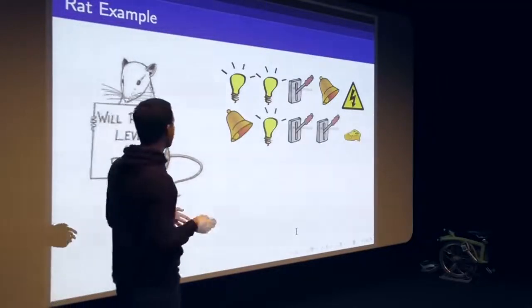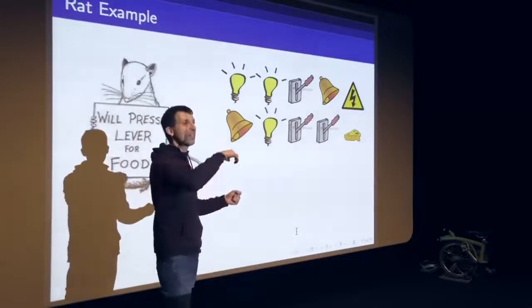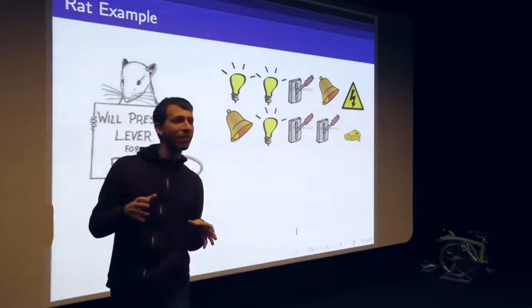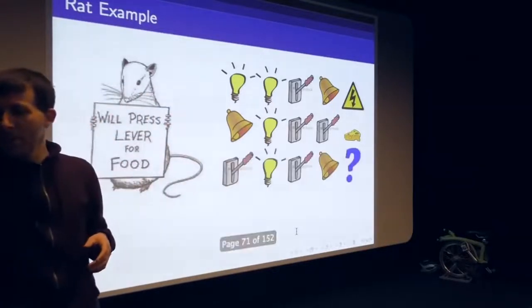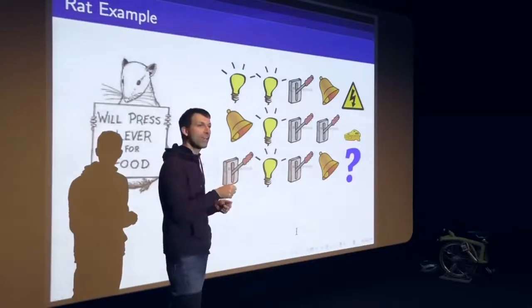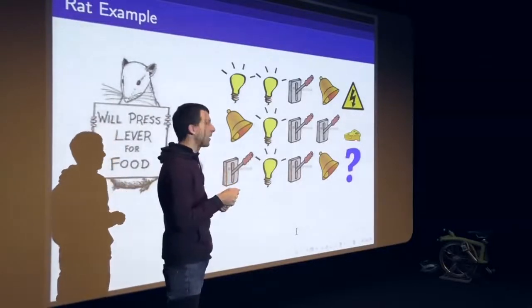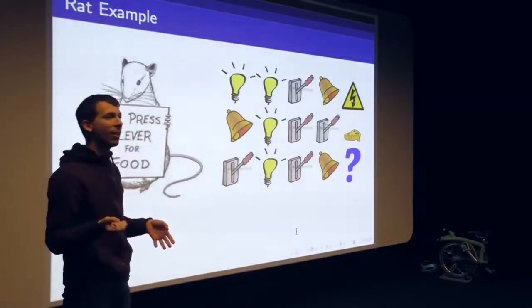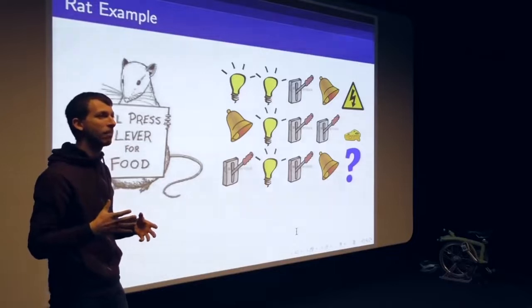Second episode, you hear a bell, see a light come on, you pull a lever again, and you get a delicious piece of cheese. Okay. Third episode, pull a lever, see a light come on, pull a lever again, hear a bell, and now you need to predict for me. Are you going to get electrocuted, or are you going to get a delicious piece of cheese?